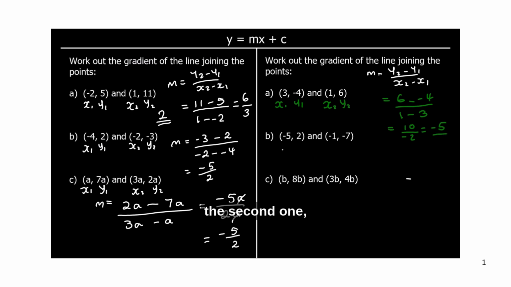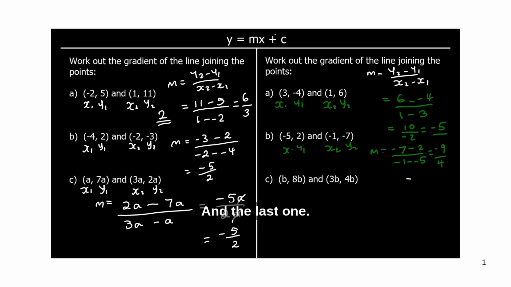For the second one, x1, y1, x2, y2. So we have negative 7 take away 2 over negative 1 take away negative 5. So that would be negative 9. And negative 1 plus 5 is 4. So I'll leave it as a fraction.